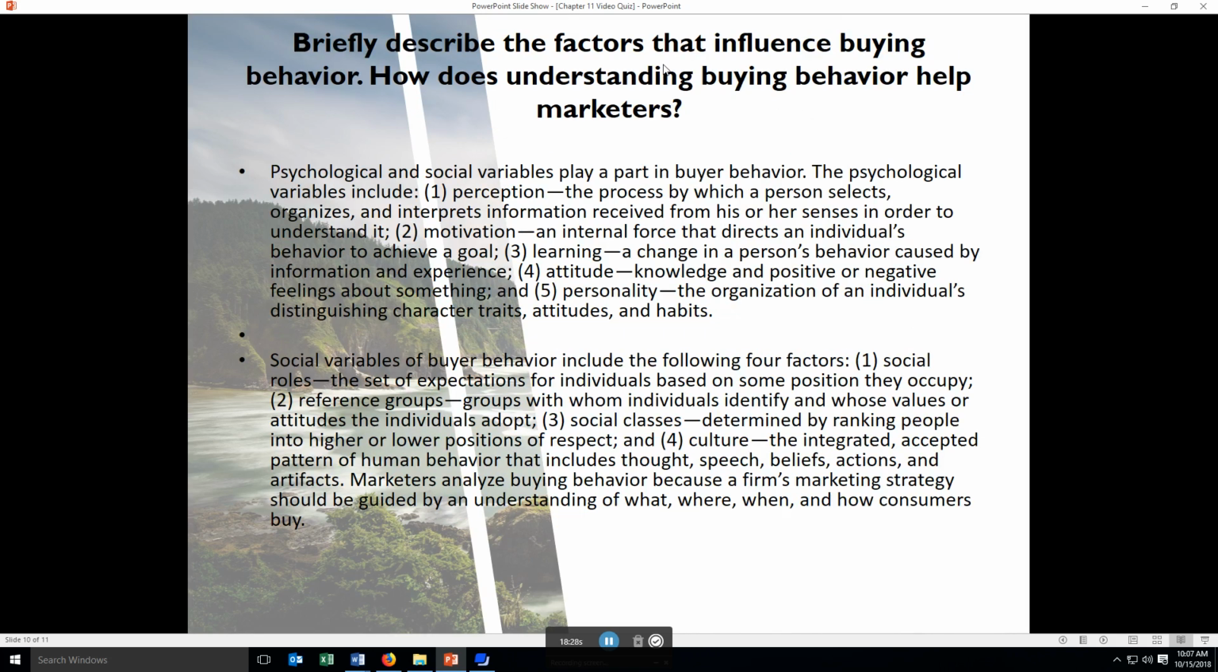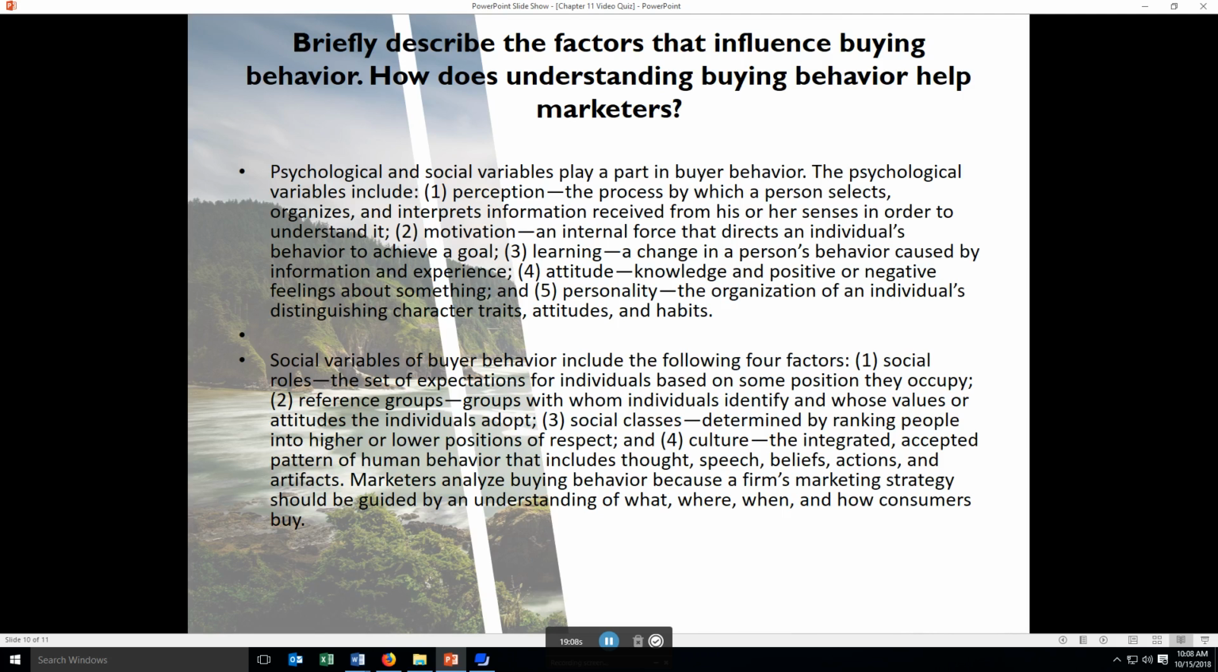Here, briefly describe the factors that influence buying behavior. How does understanding buying behavior help marketers? Psychological and social variables play a part in buyer behavior. The psychological variables include perception, the process by which a person selects, organizes, and interprets information received from his or her senses in order to understand it. We talked about perception with quality, with the washing machine. Motivation, an internal force that directs an individual's behavior to achieve a goal.